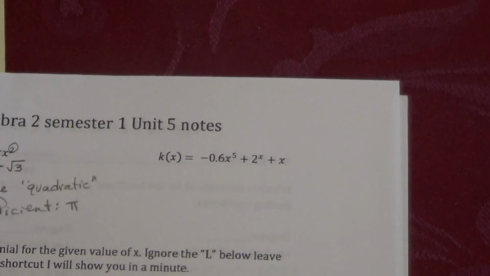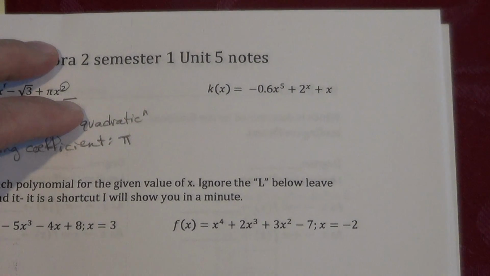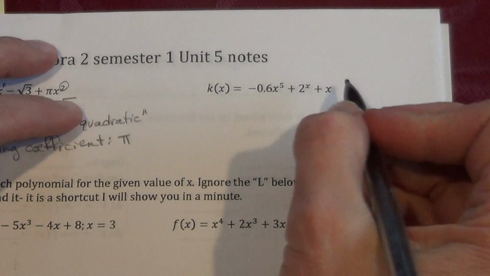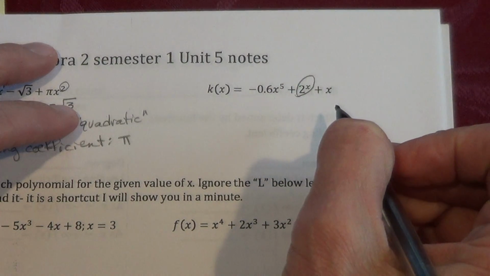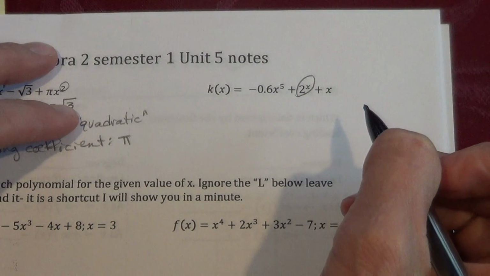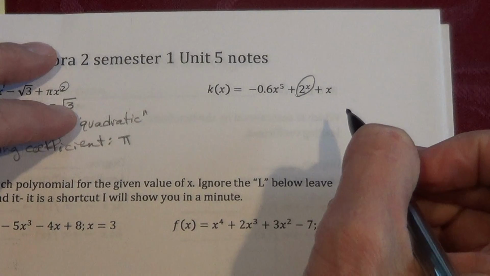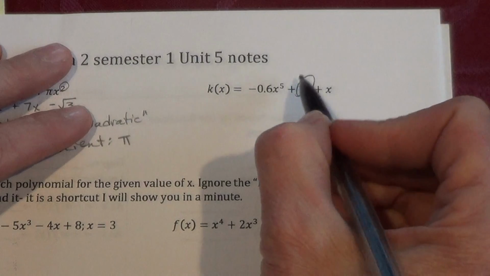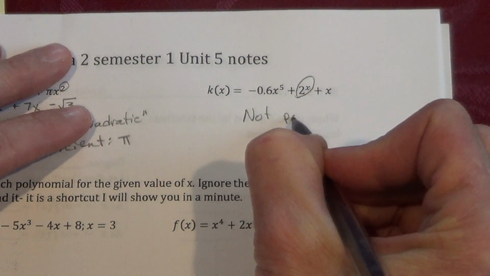Next one. Why would I say this one is not a polynomial? If you said it's this term right here that's causing the problem, you're exactly correct. It's not a polynomial because every term in it does not have a variable base and a whole number exponent. So that's what we need to have. We can't have a variable exponent. So not a polynomial.